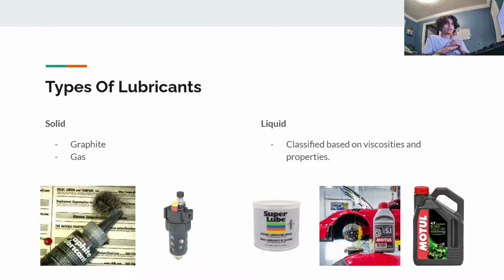And next up, we have the liquid lubricant. And liquid lubricant is classified based on its viscosities and properties. On the very left hand side, we have something called superlube, and superlube would be a grease. It's considered a liquid lubricant, but it's just a very viscous lubricant, if you want to put it that way. In the middle, we have DOT 5.1 brake fluid, and on the very right hand side, we have 10W30 motor oil. And yeah, that's basically it for both these types of lubricants here.